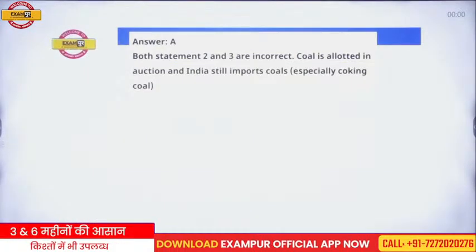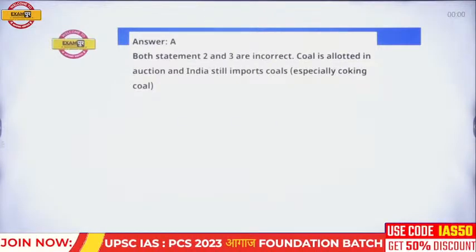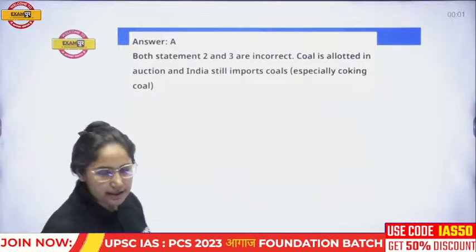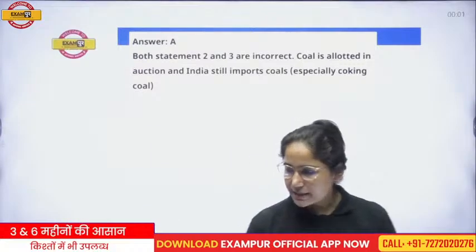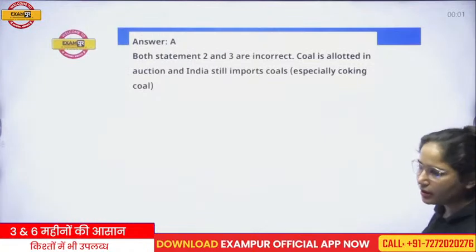So what is the statement? Two and three would be incorrect. Coal is allocated in auction, not on the basis of lottery. Still import coal, especially coking coal.